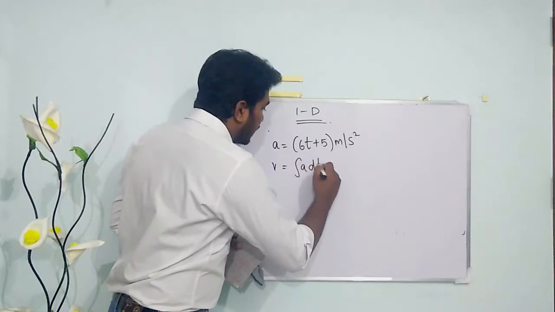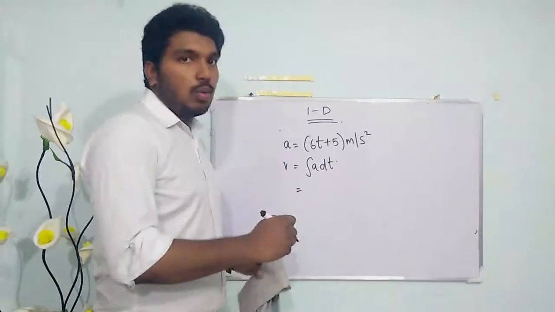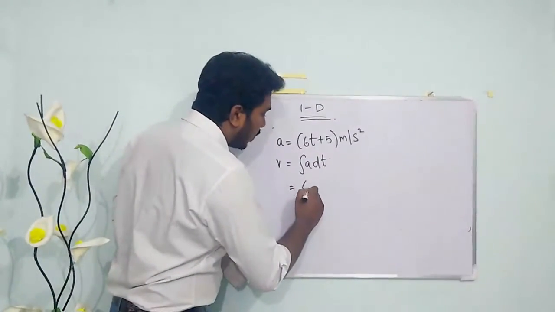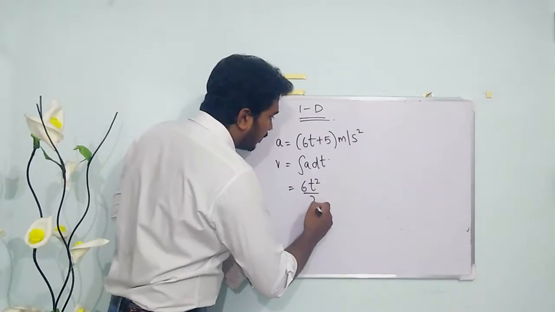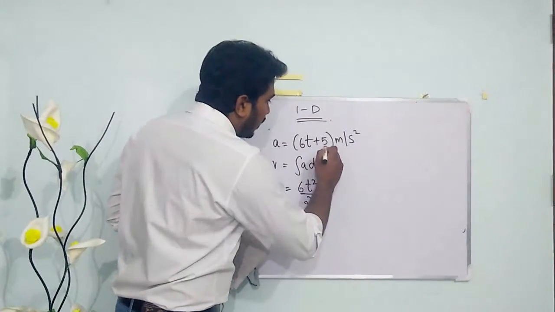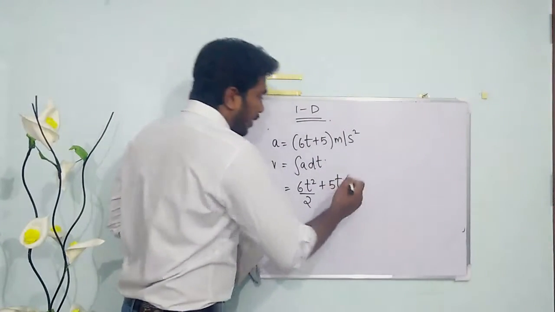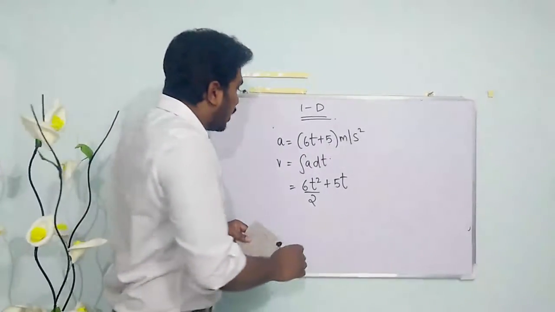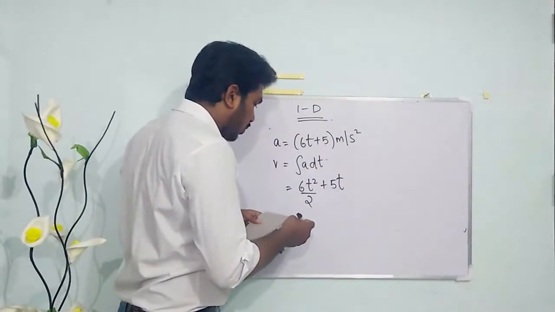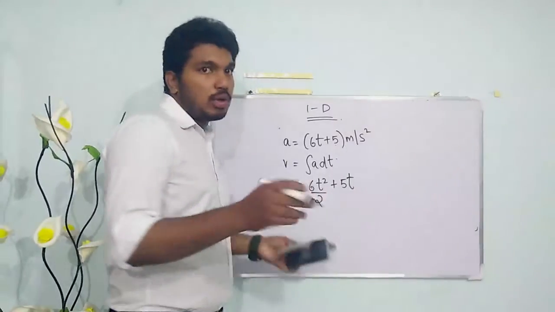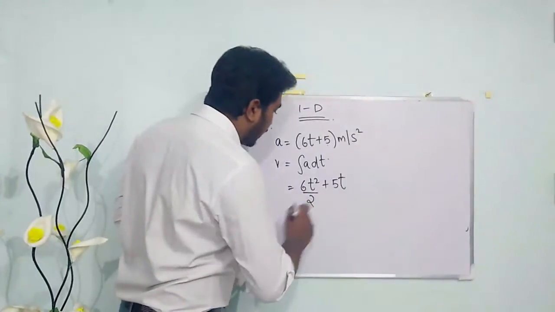Integral a dt. That will be corresponding to what? 6t integral will be what? 6t square by 2. 5 integral will be what? 5t. Clear? Now, it is starting from the origin, so you don't have to worry about the constant term there.